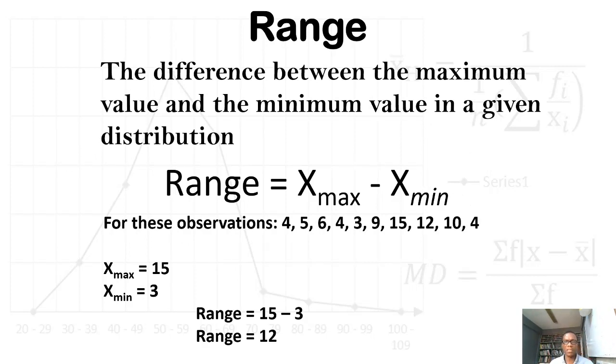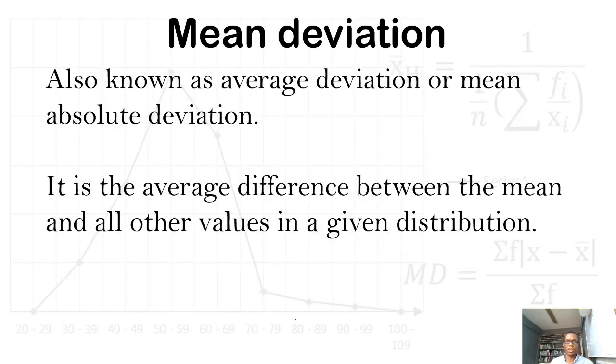The range is simply the difference between the highest value in a given distribution and the lowest value in that same distribution. And so the formula for range is maximum x minus the minimum x. If we look at the distribution we have here, the observations are 4, 5, 6, 4, 3, 9, 15, 12, 10, and 4. The maximum in this case is 15 because it's the highest observation, and the minimum is 3. So our range will be 15 minus 3. So we will say that the range is 12.